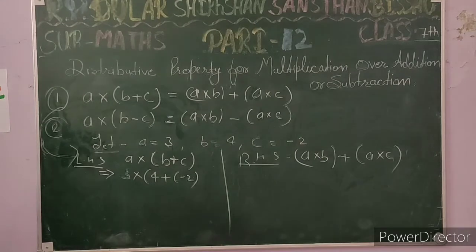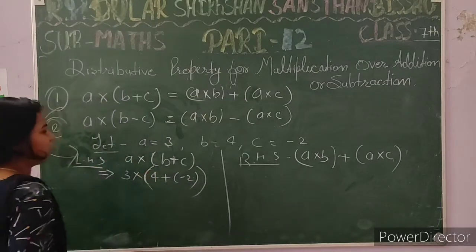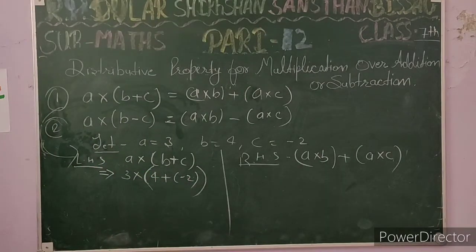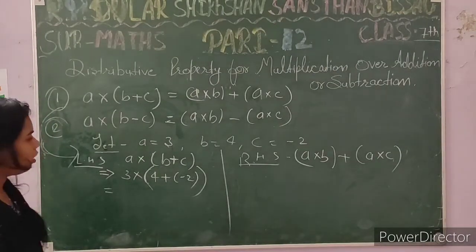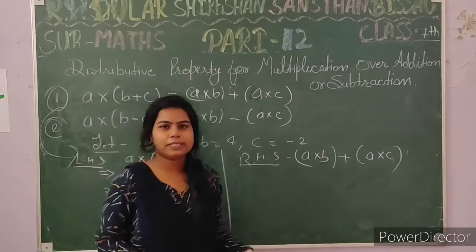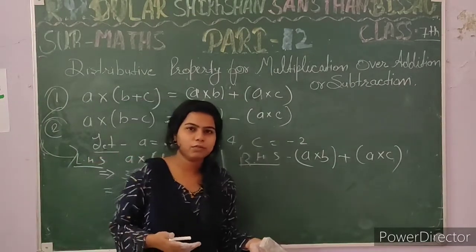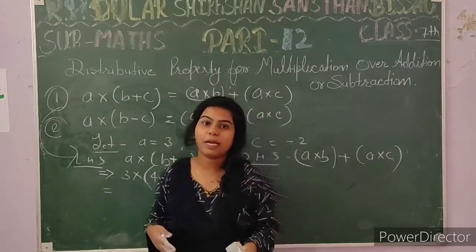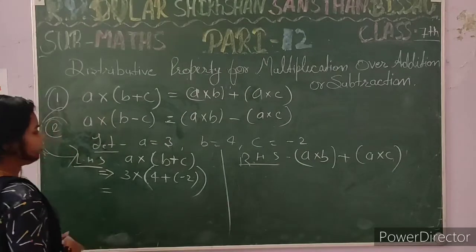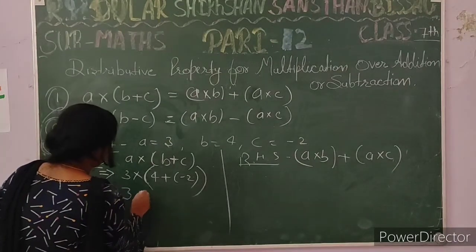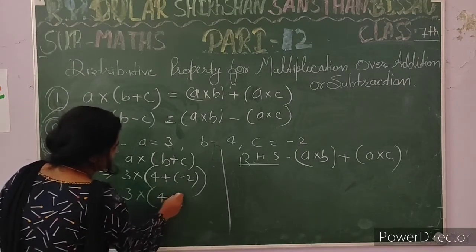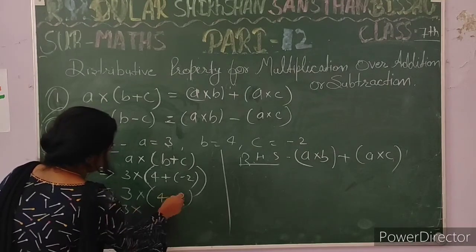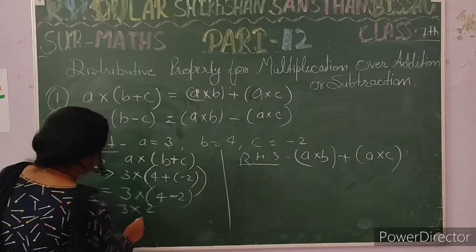Students, always remember what I am writing here, because if you practice more and more, then you will be perfect. First of all, we do brackets, then multiply, then divide if we have any, then plus, then minus. So first we solve the brackets: plus minus becomes minus, then 3 into 4 minus 2, which is 3 into 2, equals 6. It will be 6.